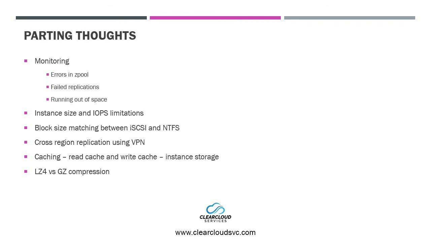It's possible to do cross-region replication using the snapshot replication technique. Just set up an IPsec tunnel between the two regions, then configure your snapshot replication job to send to the remote region server. ZFS allows for read and write caching natively. You pretty much want to avoid write caching at all costs unless you don't care about the data, because the loss of the instance will probably result in data corruption.